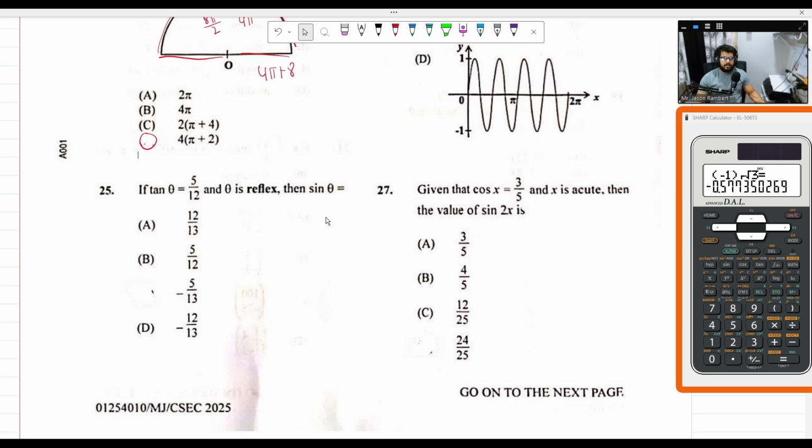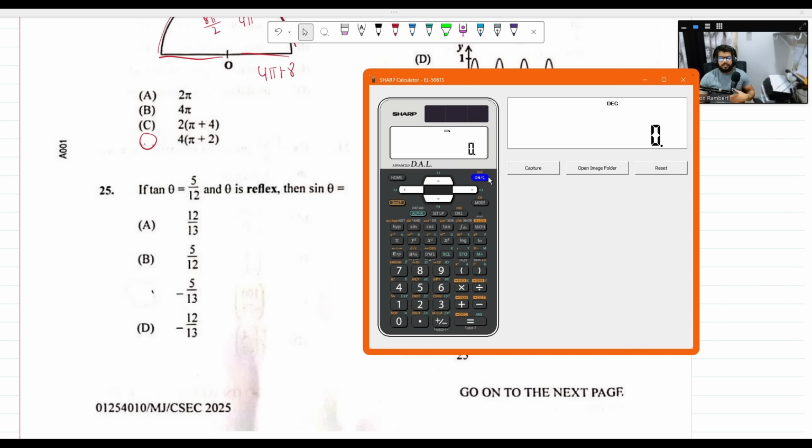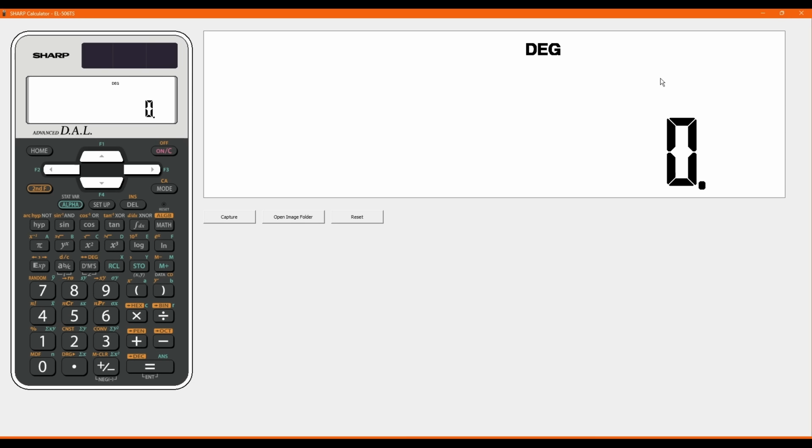If tan theta is 5/12 and theta is reflex, then sine theta is... Alright, so watch how we can cheat the system using the calculators. Every calculator has the option to store an answer in a particular space. In this calculator, I'm going to store things in space A. I'm going to maximize this. You all can see spaces A, B, C, D, E, and F. Those are the spaces I can save things in.